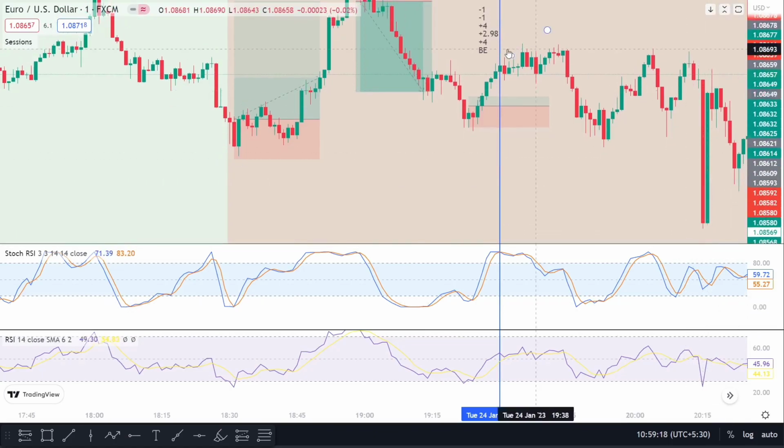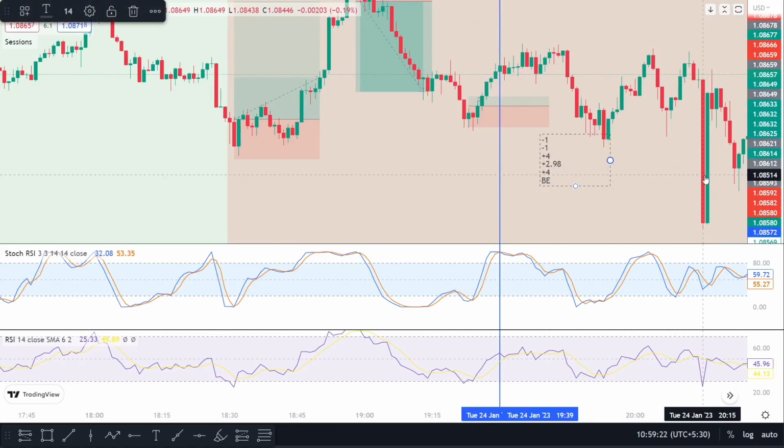Oh, this is a big candle. This is too much volatility. So when there is too much volatility, it's better not to take a trade around this candle.